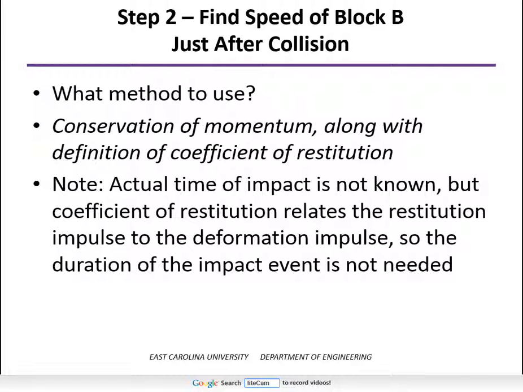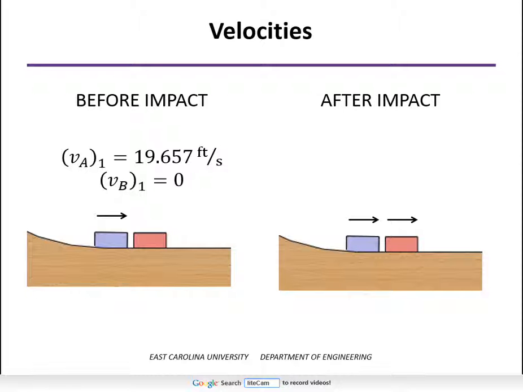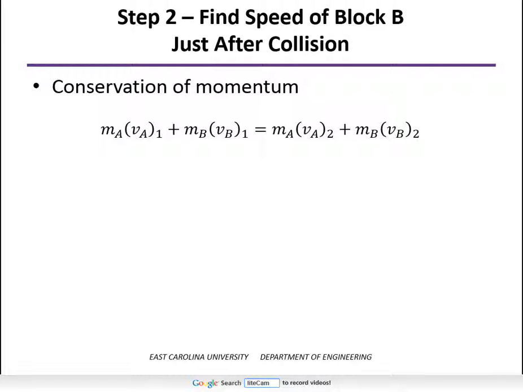In the case of impulse and momentum, the time of the impact is oftentimes needed, but because you have the coefficient of restitution defined, the actual duration of the impact is not needed in a problem like this. So right before impact, we just calculated the velocity of block A, and block B is at rest in this case. And after the impact, we're trying to find the velocity of both blocks. So we have two unknowns, which is why we have to combine the equation for conservation of momentum with that of the coefficient of restitution.